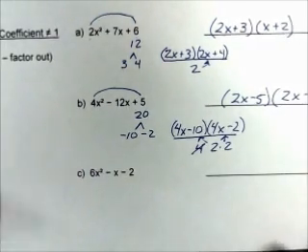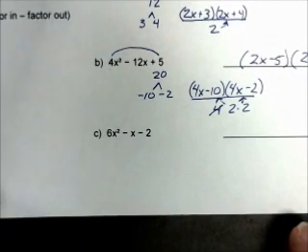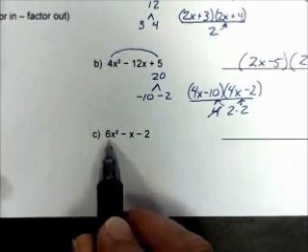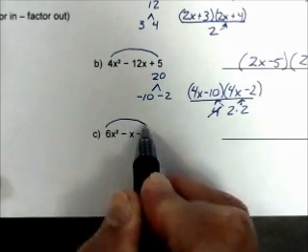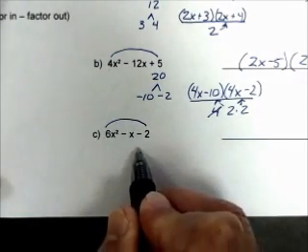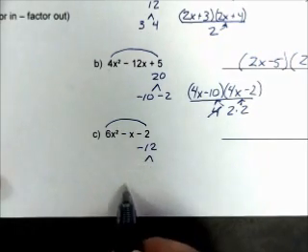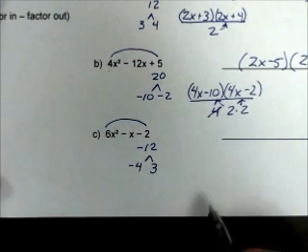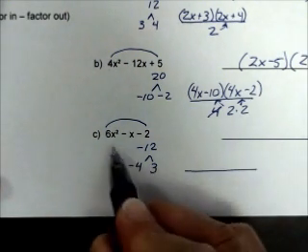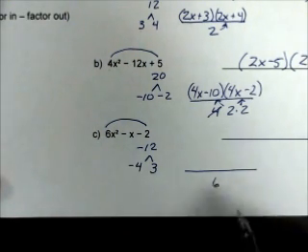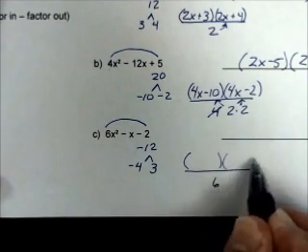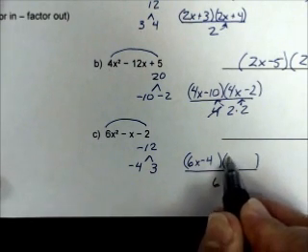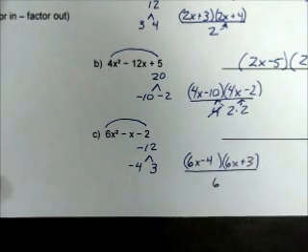And then our last trinomial, we have 6x squared minus x minus 2. Again, there's no GCF, so lead coefficient here is 6, so we multiply 6 times negative 2 is negative 12. Factors of negative 12 that add to negative 1 are negative 4 and 3. We draw a fraction bar. 6 goes in the denominator, and then our numerator consists of 6x minus 4 times 6x plus 3.